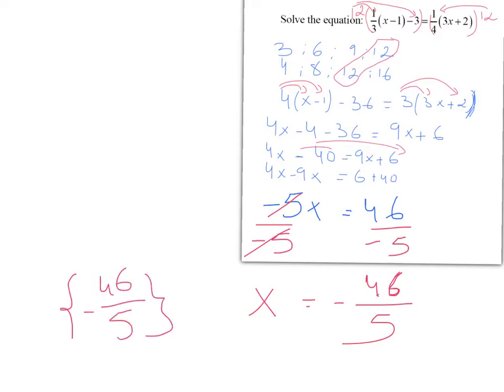Now the solution set is negative 46 over 5, and I think you get the idea. The point is, we need to eliminate the fractions, so we multiply by 12. Is this the only way we can solve this equation? No, there are many ways.